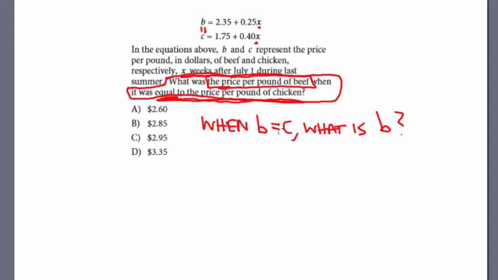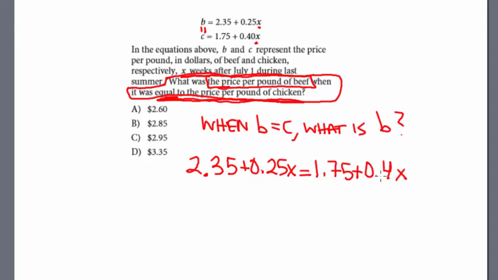So when B equals C, let's set B equal to C, right? So I can set 2.35, you see where this is going? Plus 0.25x. And I can say it equals 1.75 plus 0.4x. Okay, so very quickly I can move this one over, move this one over, and sort of solve the equation.